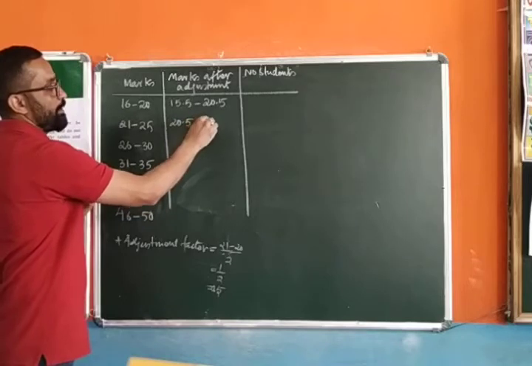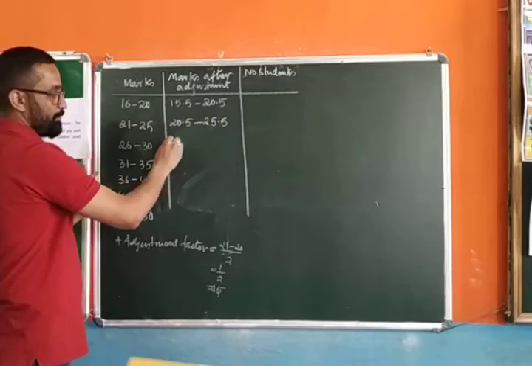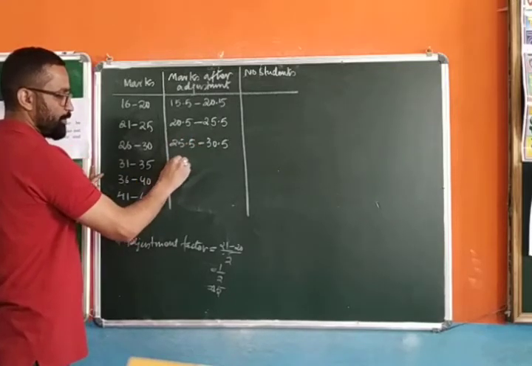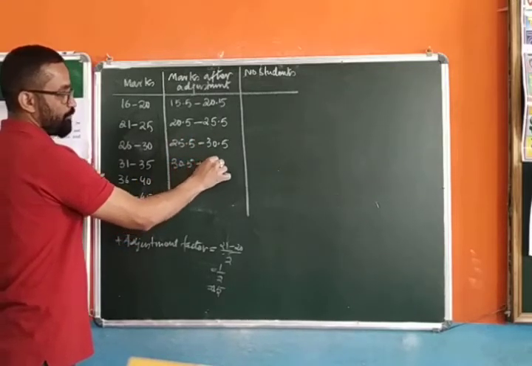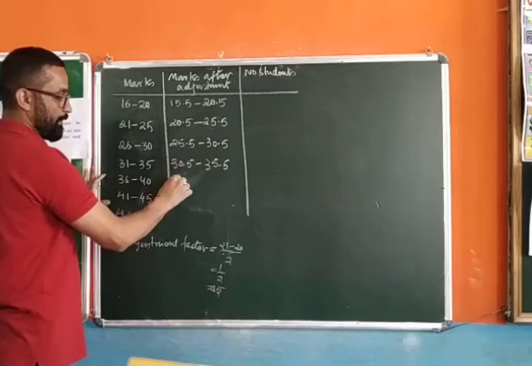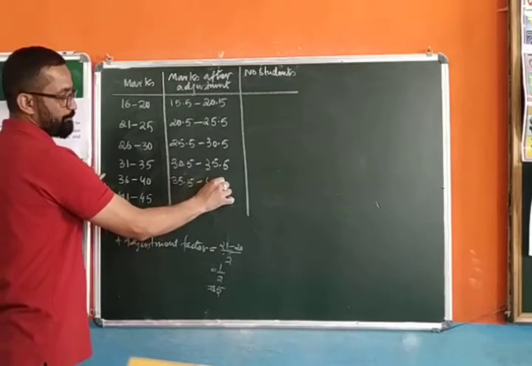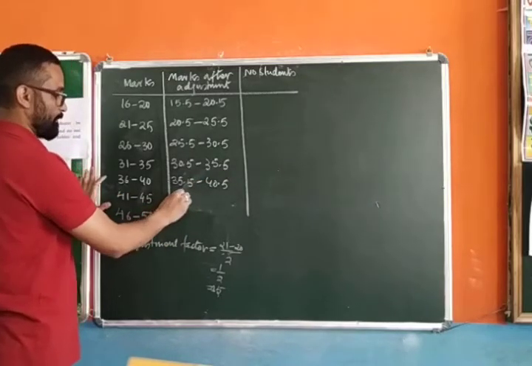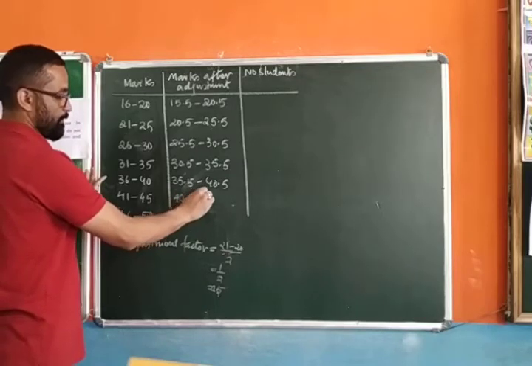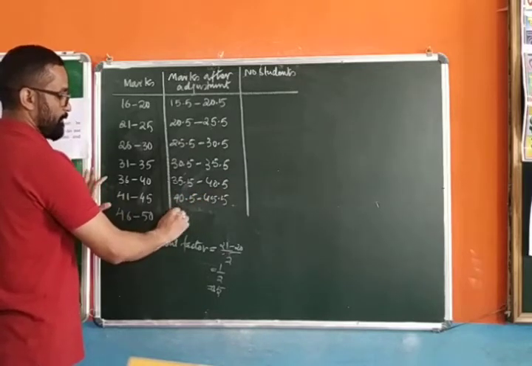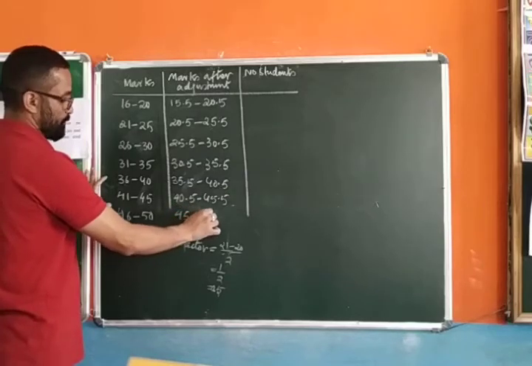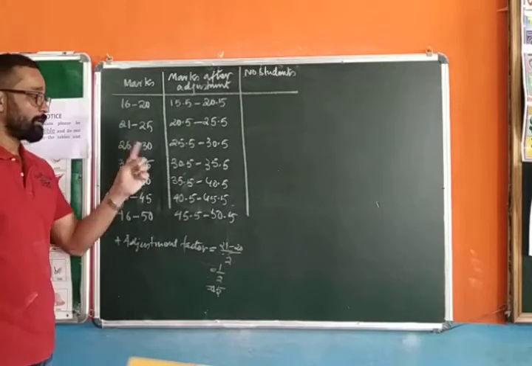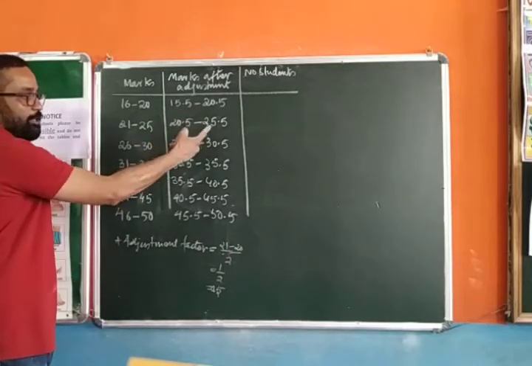Now this 20.5 you copy here, 20.5 to 25.5. Copy 25.5 to 30.5, 30.5 to 35.5, 35.5 to 40.5, 40.5 to 45.5, 45.5 to 50.5. The class intervals have changed into continuous class intervals. Look at this, the values are the same.